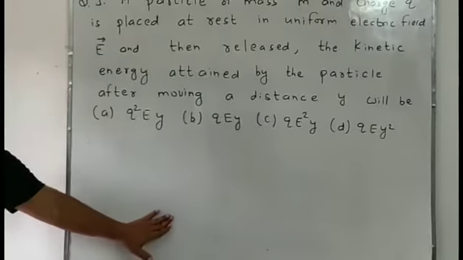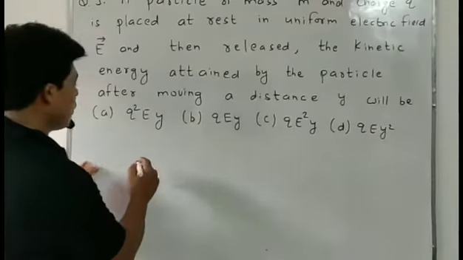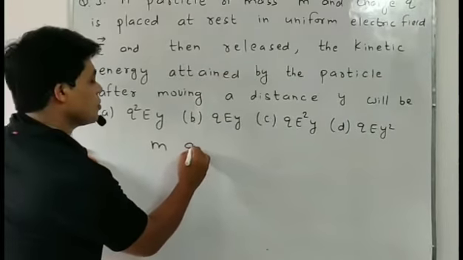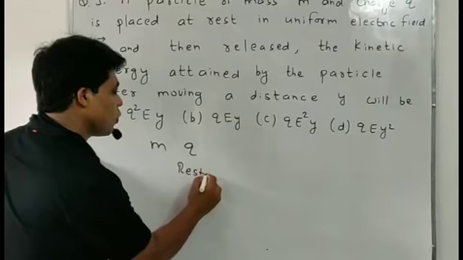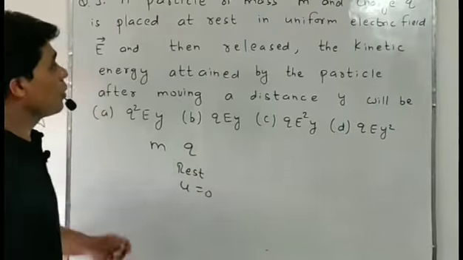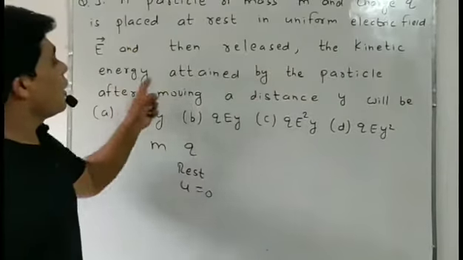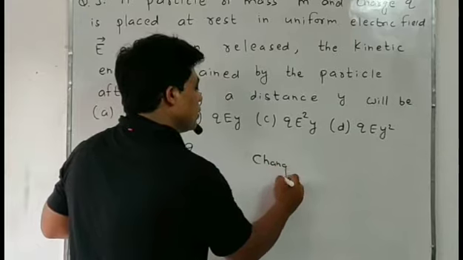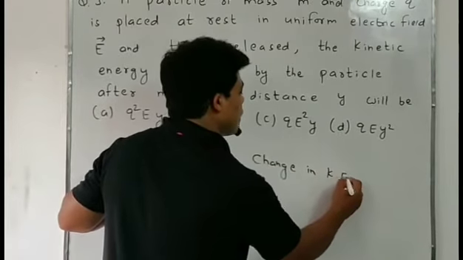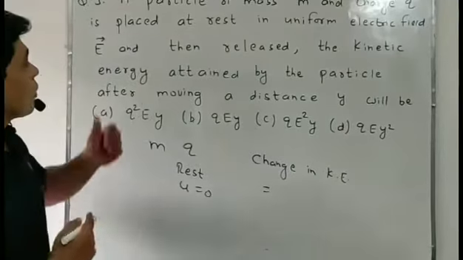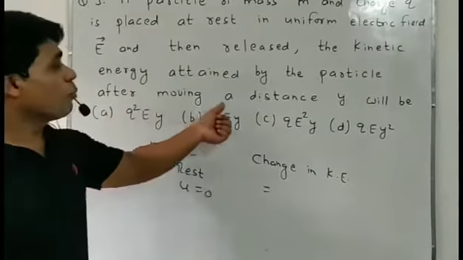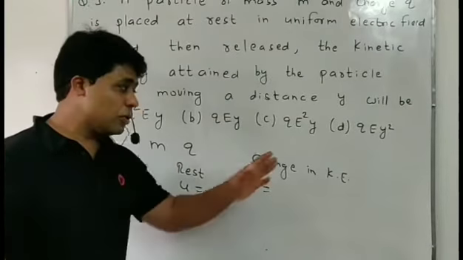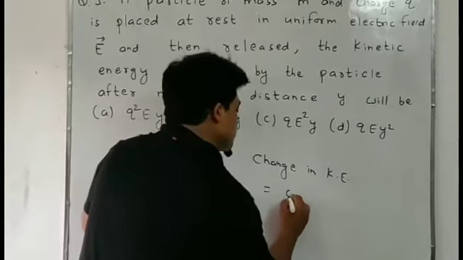Look students, first of all I'm going to explain the language of this question. We are given a particle of mass m and charge q. We are given a charged particle. In the beginning it is in the state of rest, its initial speed will be 0. The kinetic energy attained by the particle, so we can write the change in kinetic energy, or increase in kinetic energy of the particle after moving a distance y under the effect of the electric field.